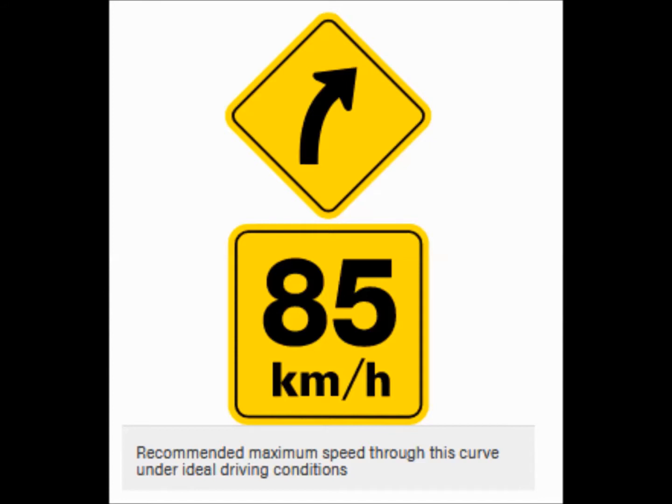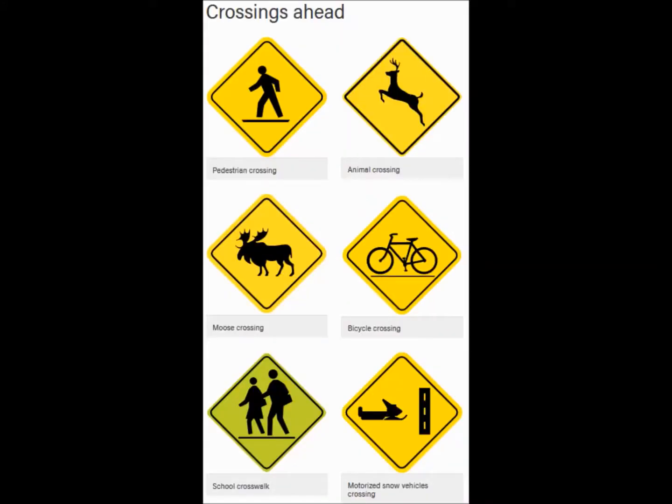A yellow diamond with a black outline. Within it is a black humanoid figure. Pedestrian crossing. Image description. A yellow diamond with a black outline and a deer. Animal Crossing. Image description. A yellow diamond with a black outline and a black silhouette of a moose. Moose Crossing.